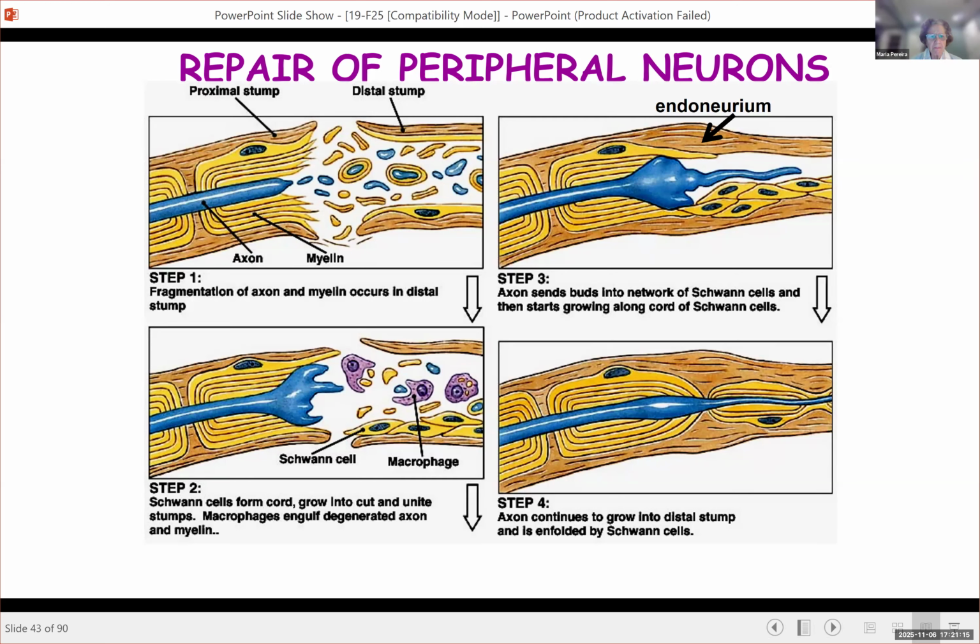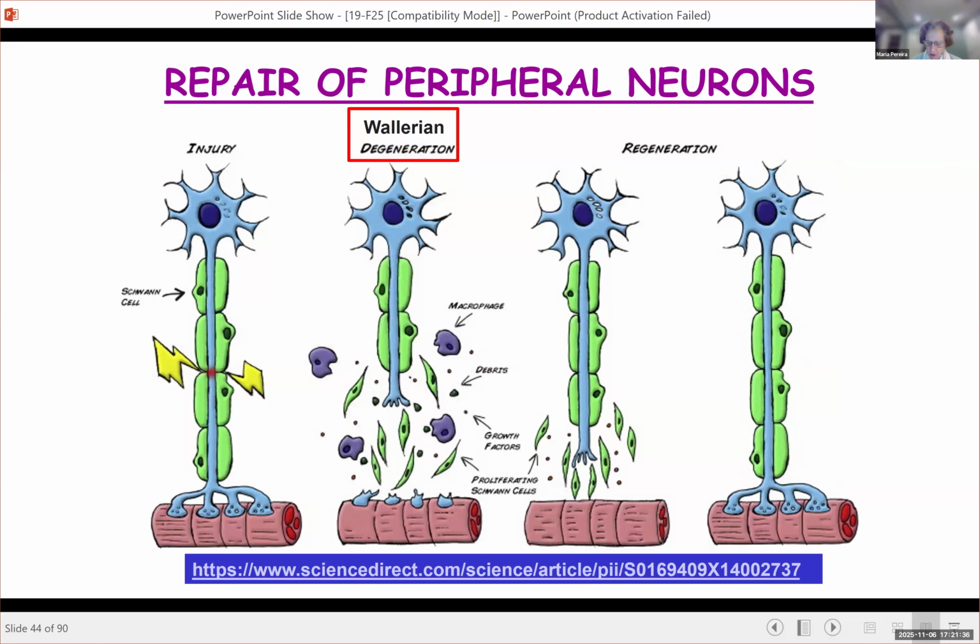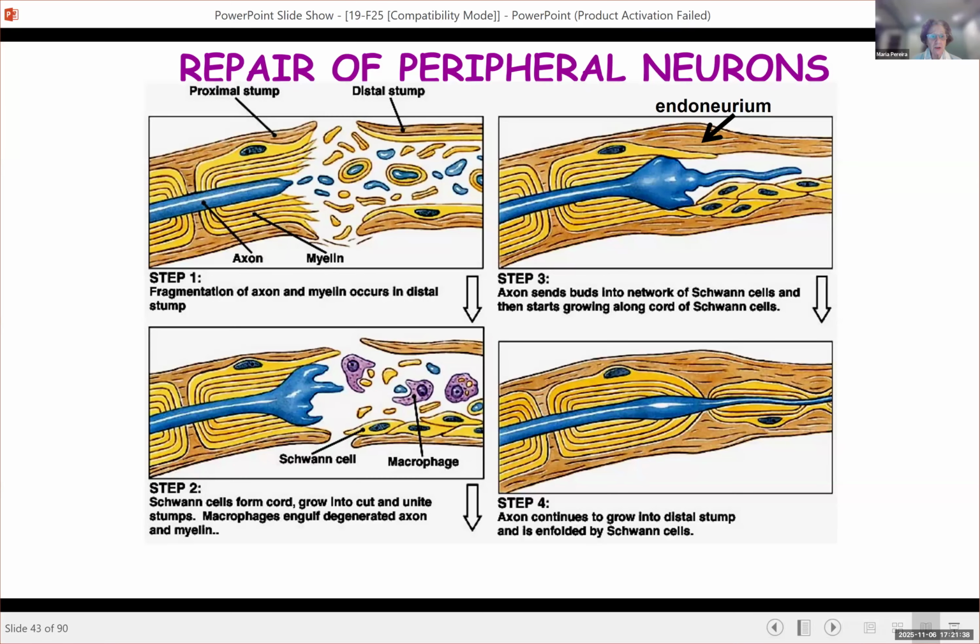here the axon is shown in blue, and it's severed. So you see that there's a lot of debris here, and the distal stump. We're going to divide the axon into 2 different fragments. One is the proximal stump. That means that the proximal stump is contiguous with the cell body, and this is the distal stump that is away from the cell body.